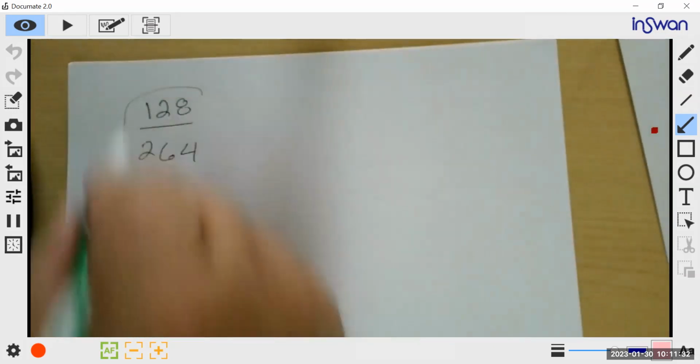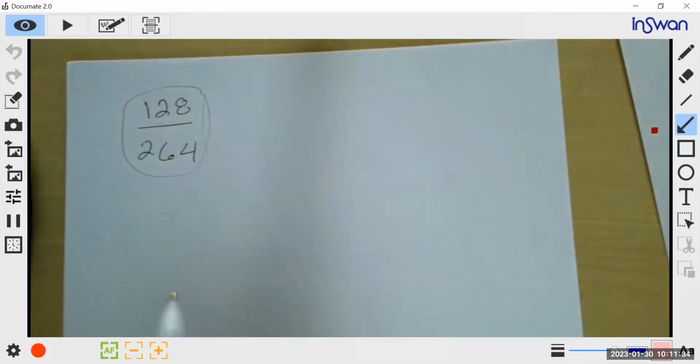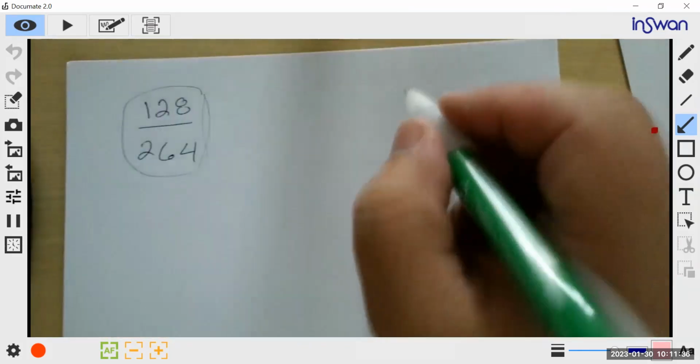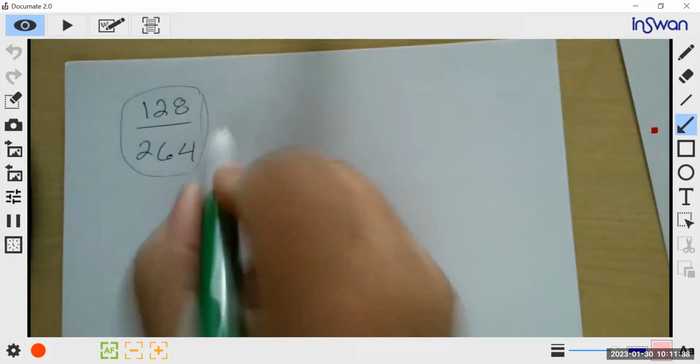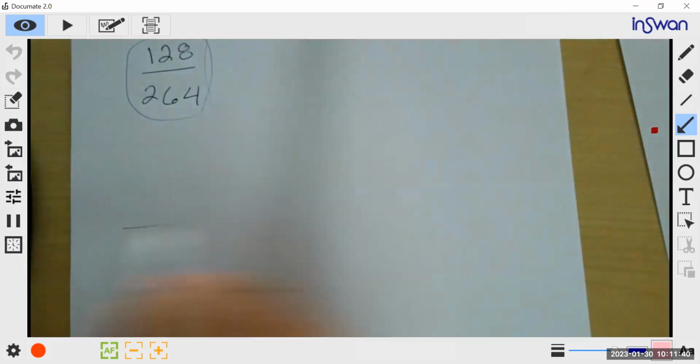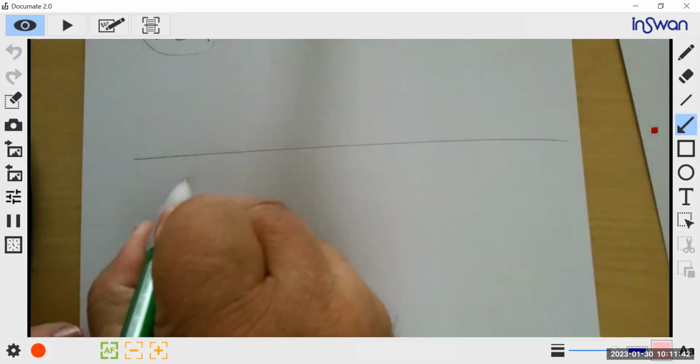We'll come back to this one. Let's come back to this one. I don't do that just yet. We'll come back to this one. Let's do this one first.